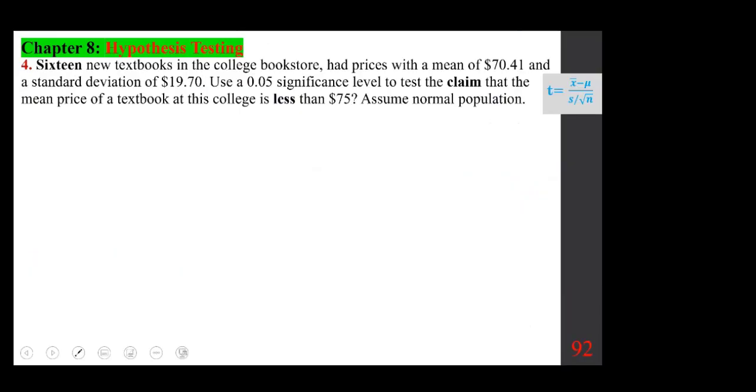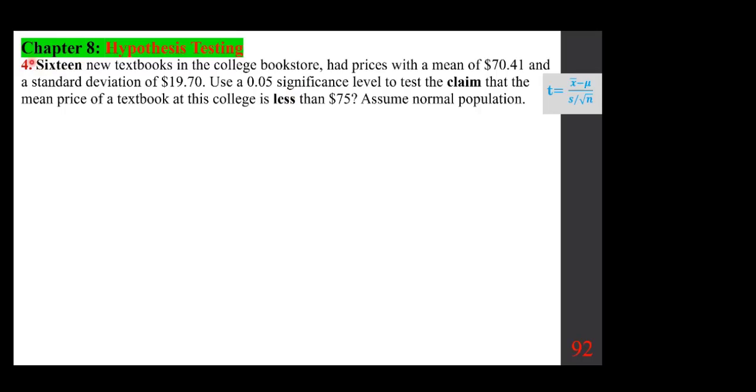16 new textbooks in the college bookstore had prices with a mean of $70.41 and a standard deviation of $19.70. Use a 0.05 significance level to test the claim that the mean price of a textbook at this college is less than $75. Assume normal population. So what is given? So take a look.